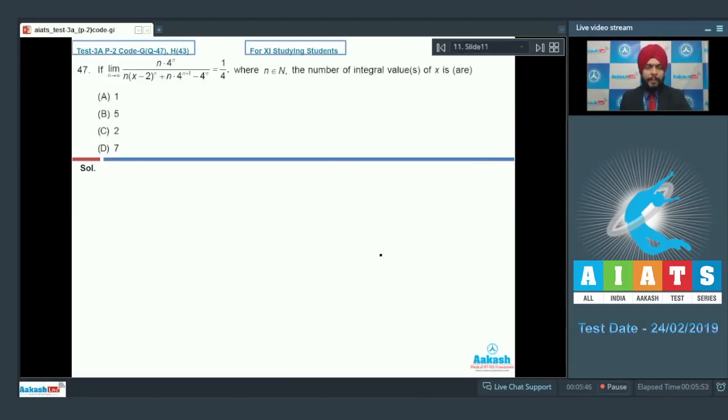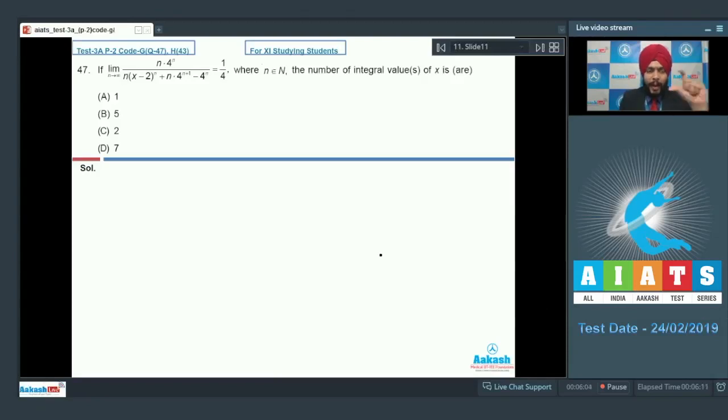Question number 47 says that if limit n tends to infinity, n into 4 raised to power n upon n into (x minus 2) raised to power n plus n into 4 raised to power n plus 1 minus 4 raised to power n is equal to 1 by 4, where n is a natural number, then the number of integral values of x are. Students, this is a limit n tends to infinity question, infinity by infinity format.